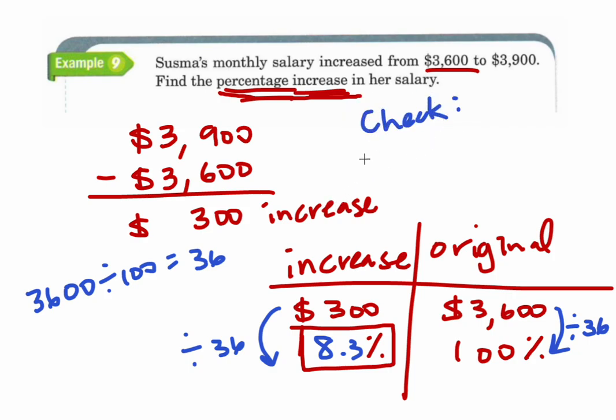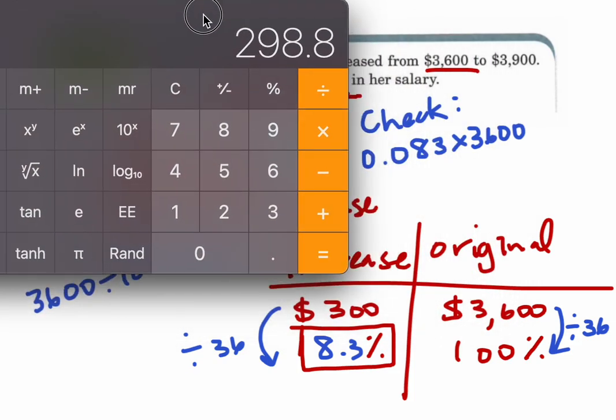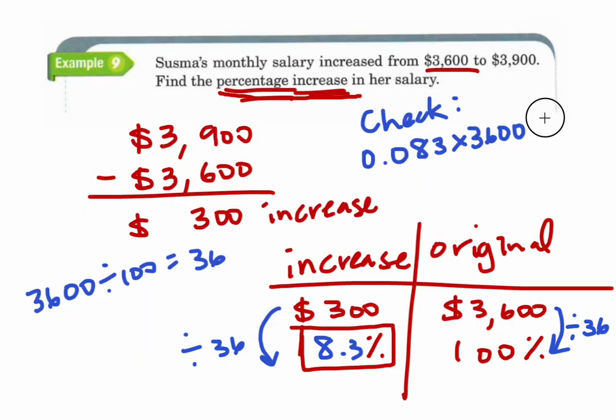We can check that. We'll take that 8.3% and change it into a decimal, so it becomes 0.083 by moving it over 2 decimal places, times our original. And let's see what that is. 0.083 times our original should get us about $300. Yeah, it's a little bit off because we rounded. I mean, probably more accurate would be the line over it, but really, I don't think it matters that much.